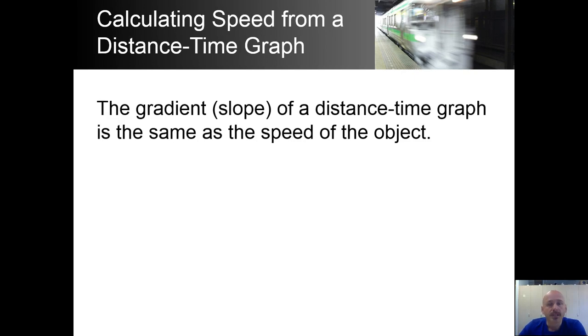Calculating speed from a distance time graph. The gradient, sometimes people call this slope, of a distance time graph is the same as the speed of the object. Gradient can be calculated using this formula, rise over run. Rise divided by run.